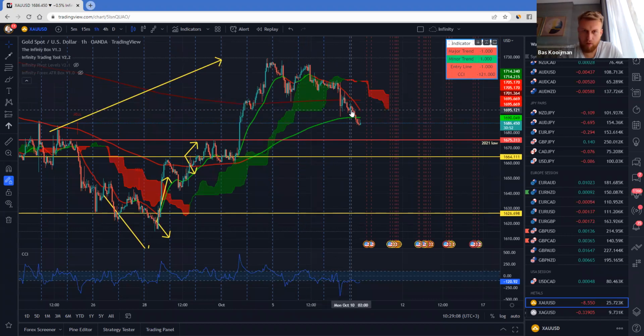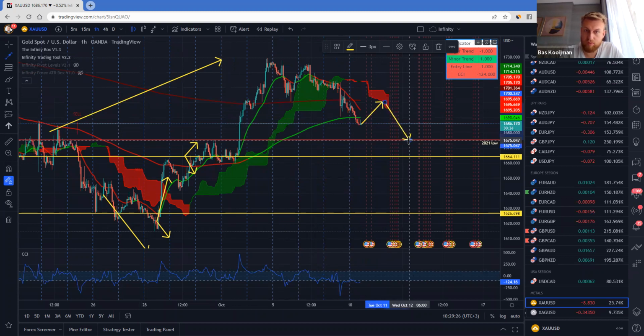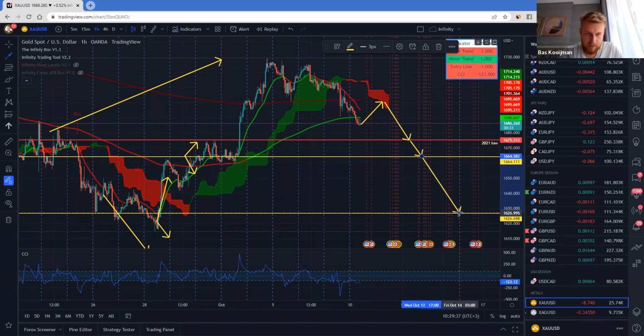I wouldn't catch the drop because the market was kind of trying to go up. It should have found resistance here, sorry, support here, and then gone up, but it didn't, it broke. And now the question for gold is, will it maybe go up to show that ceiling and then go down again? We have the 2021 low, very important, more of a mental point. Then we have 1664. And then we have 1626 again. So maybe the market goes there.